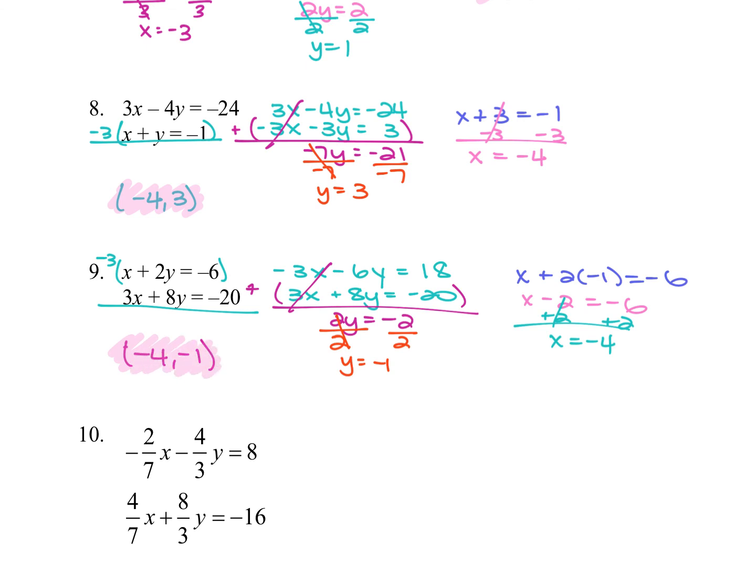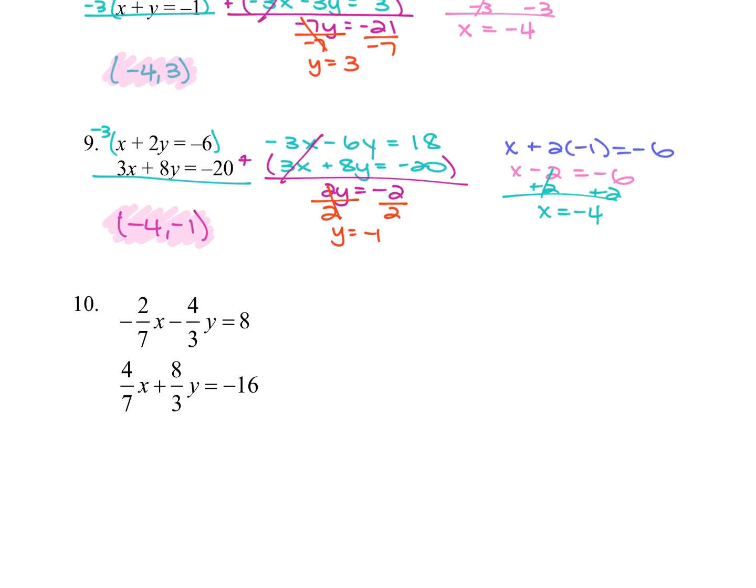For number 10, you have negative 2 over 7x minus 4 over 3y is equal to 8, as well as 4 over 7x plus 8 over 3y is equal to negative 16. If you don't like working with fractions, get rid of them. Multiply each equation by its least common denominator. So with the top one, your least common denominator is 21. So I'd multiply the whole equation by 21. Bottom, same thing. If you don't want to work with the fractions, multiply the whole thing by 21.